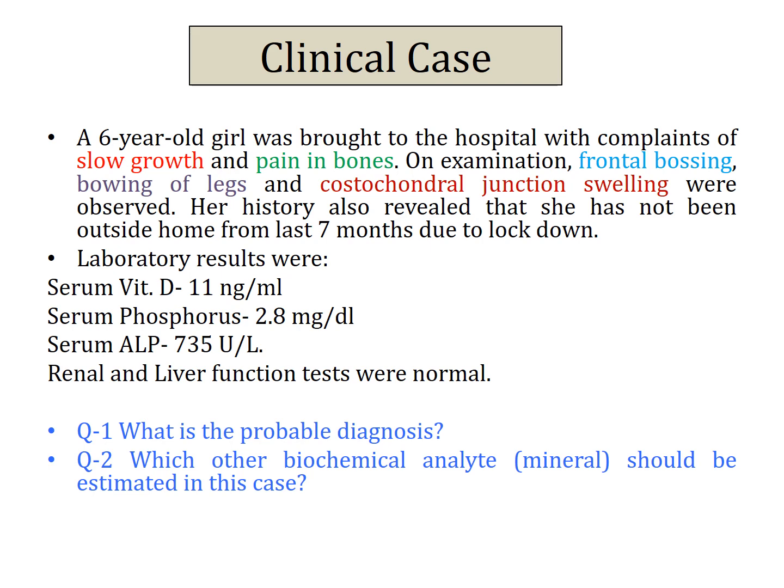Laboratory results were serum vitamin D 11 nanogram per ml, serum phosphorus 2.8 mg per dl, and serum alkaline phosphatase was 735 unit per liter. Renal and liver function tests were normal in this patient. So first question is, what is the probable diagnosis?